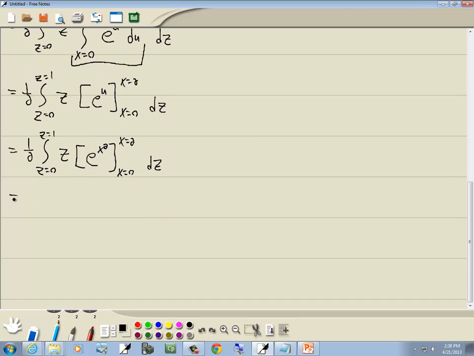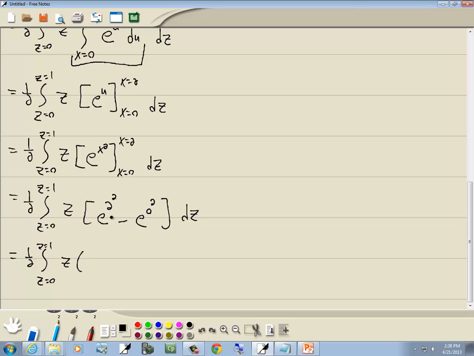Now we're ready to plug in those numbers. So we got 1/2. And we'll plug in the 2 for x. So we got e to the 2 to the second power minus e, and we'll plug 0 in for the x. So we got 0 to the second power dz. Okay, so now we got z is equal to 0, z is equal to 1, z. Now 2 squared is 4, so this is e to the 4 minus 0 squared is 0, e to the 0 is 1. Anything to the 0 power is 1, dz.